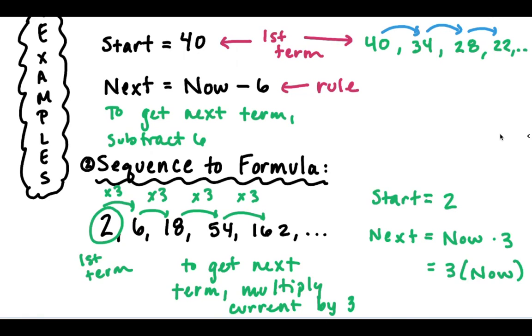Okay, so that's it. That's sequence to formula. We started by just writing down the start value, and then we figured out what the rule was, and then we wrote that in our now-next form.